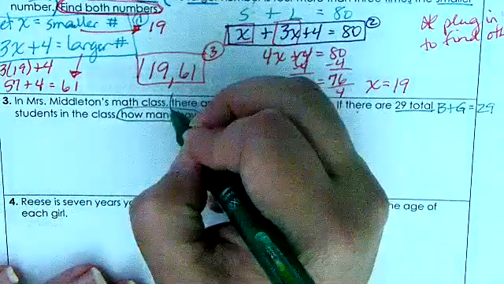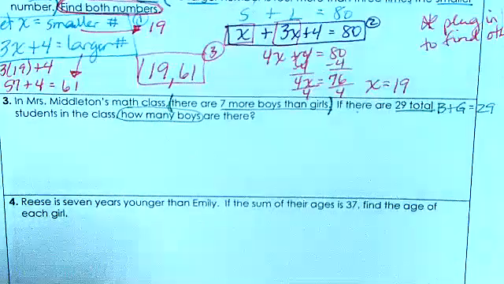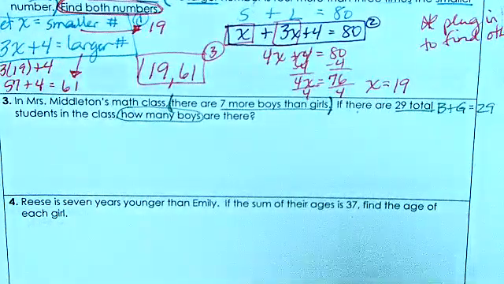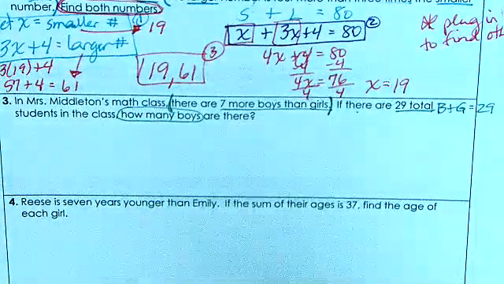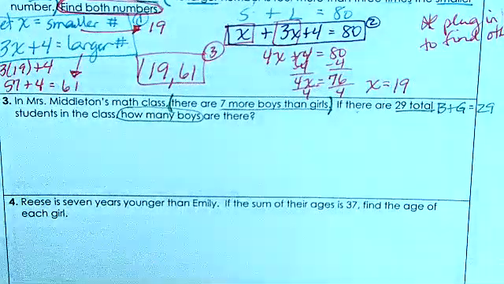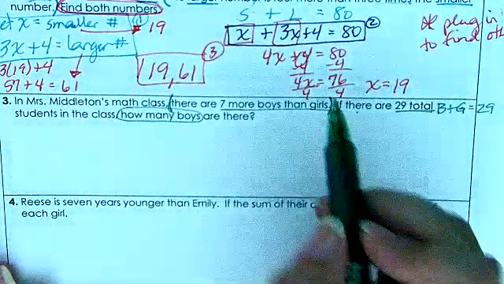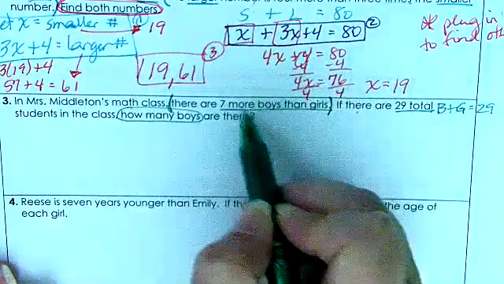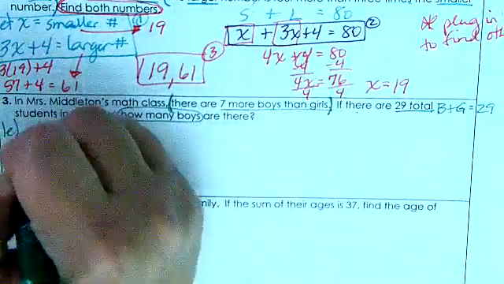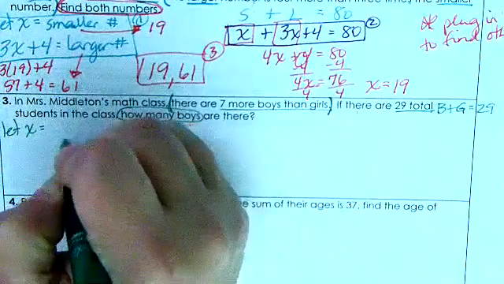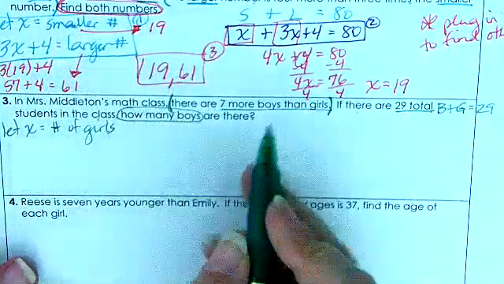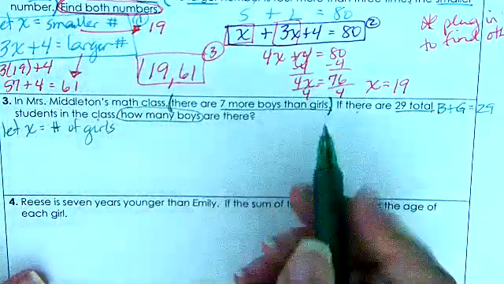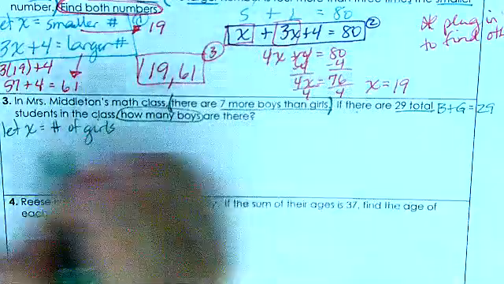Based on this information, it says there are 7 more boys than girls. So which one is there more of? Boys. So therefore, the one that's the smaller one, we're going to make X, the one I know the least about. I know the least about the girls because we've got a description for the boys. So I'm going to say let X equal number of girls. And then it says 7 more boys than girls. So therefore, that's the amount of girls plus boys.